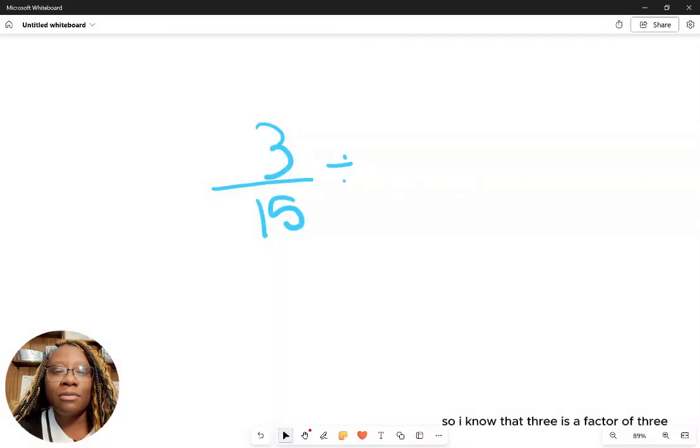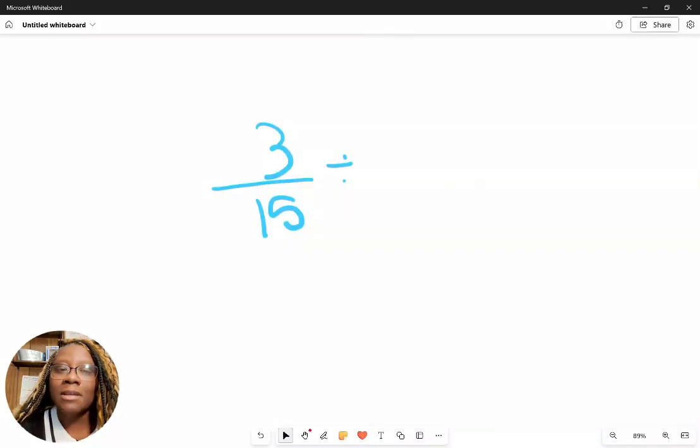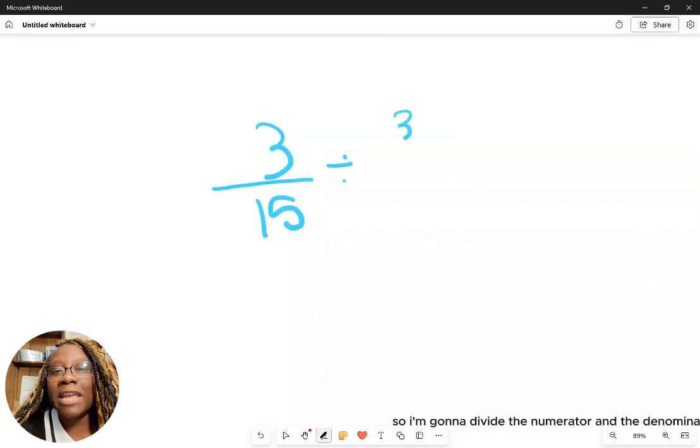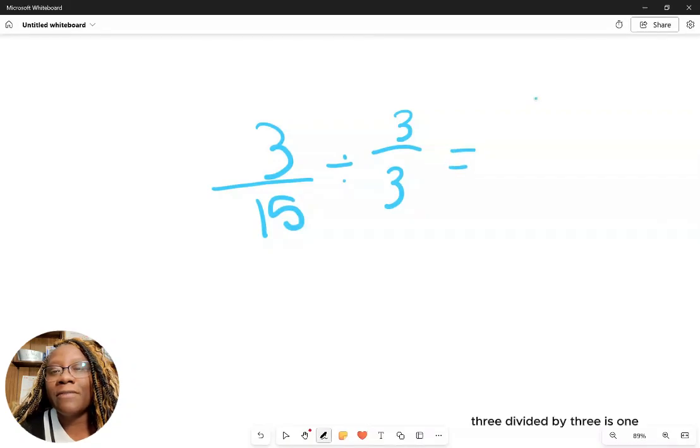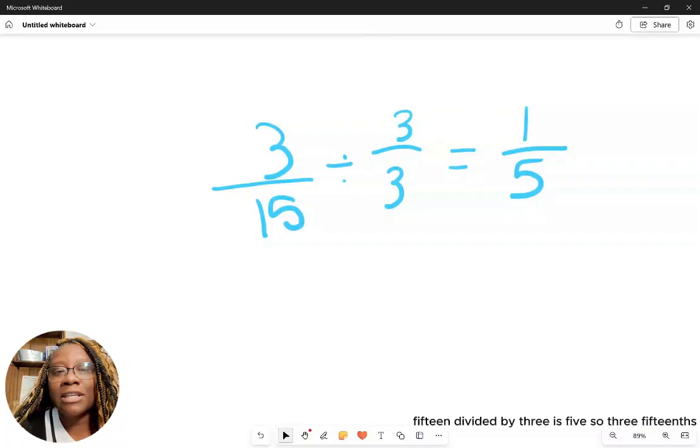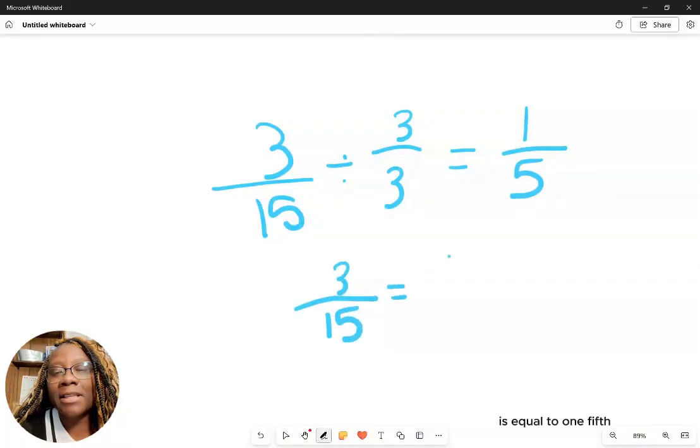So I know that 3 is a factor of 3, and 3 is also a factor of 15. So I'm going to divide the numerator and the denominator by the same number. 3 divided by 3 is 1. 15 divided by 3 is 5. So 3/15 is equal to 1/5.